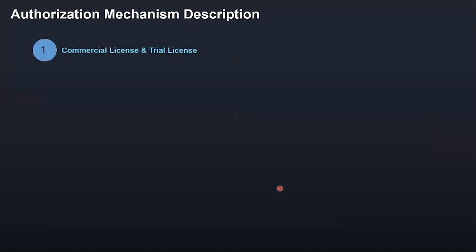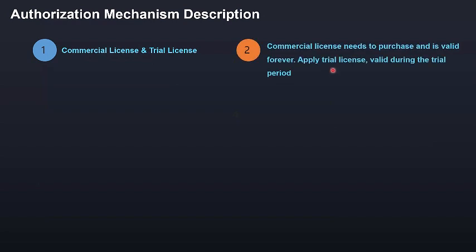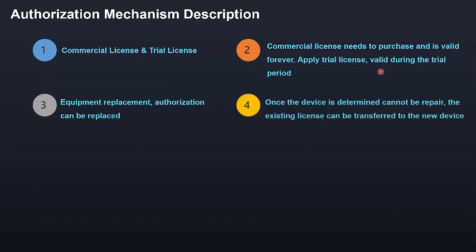Here I have summarized the authorization mechanism. First, we provide a commercial license and a trial license. The commercial license needs to be purchased and is valid forever, and the trial license is only valid during the trial period. We also provide equipment replacement, so the authorization can be replaced: once a device is determined to be unrepairable, the existing license can be transferred to the new device.